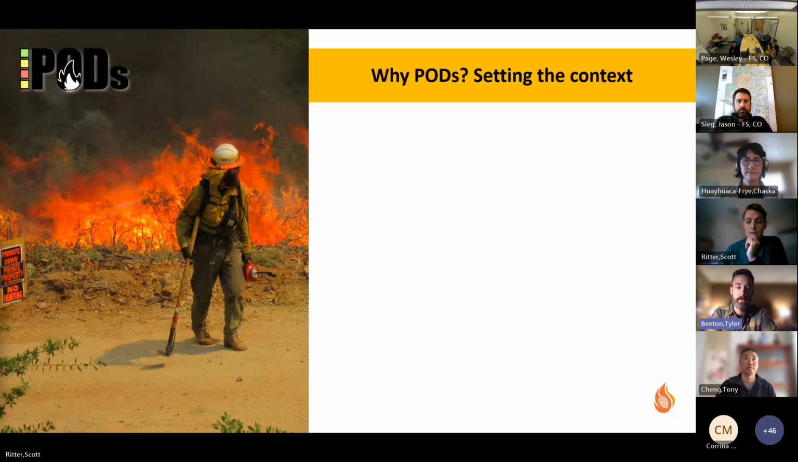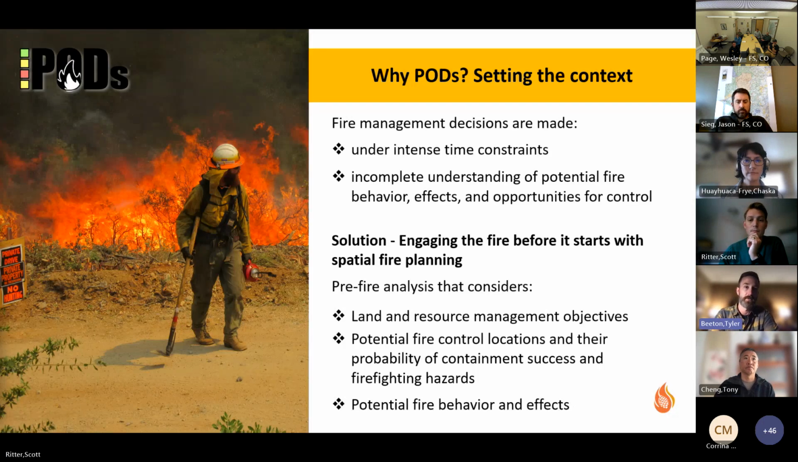Great, thanks, Scott, and good afternoon, everyone. So Tyler Beaton, like Scott said, I'm a program manager at CFRI and have been heavily involved in developing and applying pods throughout national forest units in Region 2 and Region 4. Just to set the context, I want to provide a little bit of context about why pods, and then talk about what they are, how they're developed, and how they can be used.